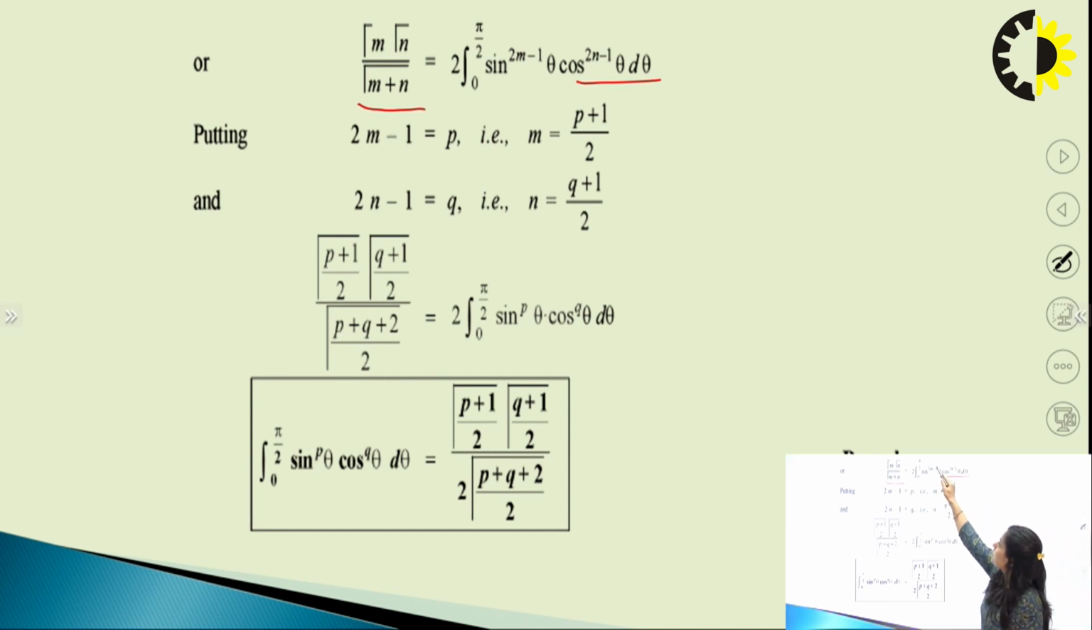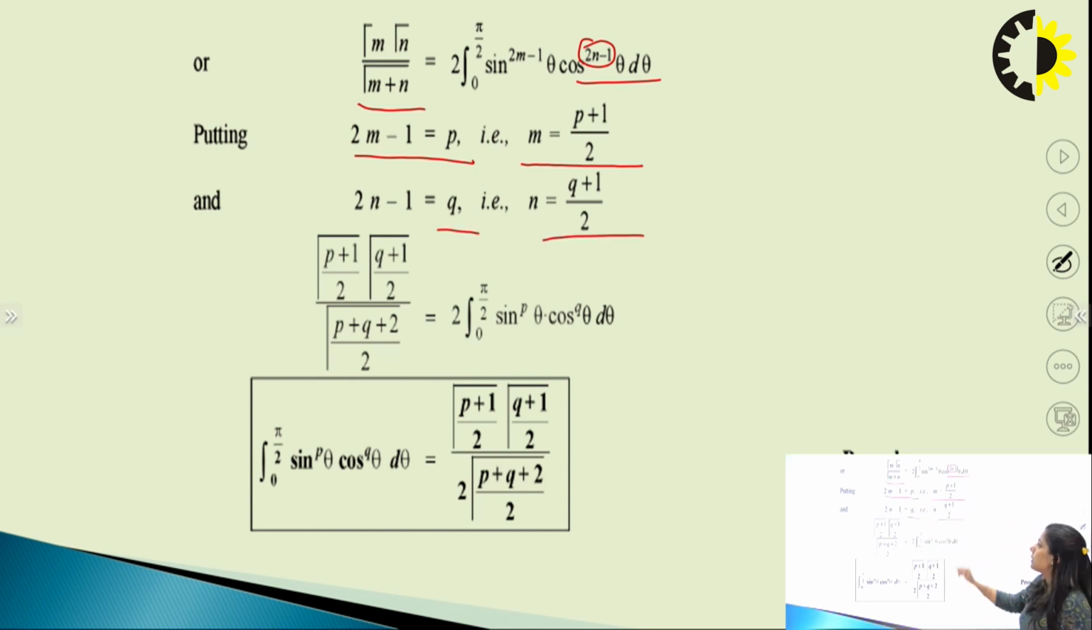Now we will assume 2m minus 1 is equal to p, so m is equal to (p plus 1) by 2, and assume 2n minus 1 is equal to q, so n is equal to (q plus 1) by 2. Now put these values of m and n in this equation. So gamma of (p plus 1) by 2 gamma of (q plus 1) by 2 upon gamma of (p plus q plus 2) upon 2 is equal to 2 integration 0 to pi by 2, where 2m minus 1 is p, so sin^p theta, and 2n minus 1 is q, so cos^q theta d theta.